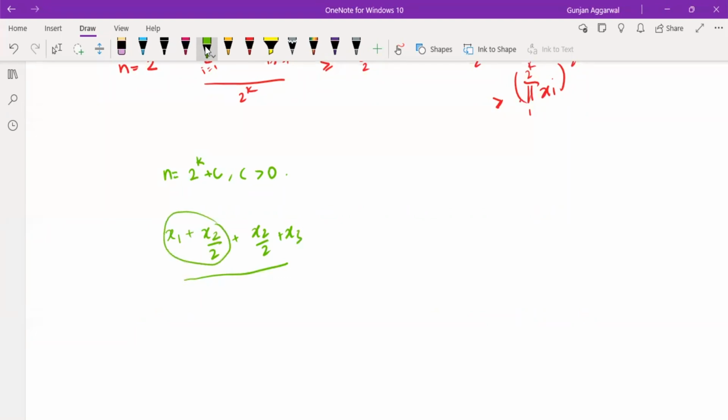Your voice, by the way, it's low. So the ideal case is when the three variables are all equal. But if you apply AM-GM this way, it will be x1 equals x2 by 2, which is x3. And you don't want that.